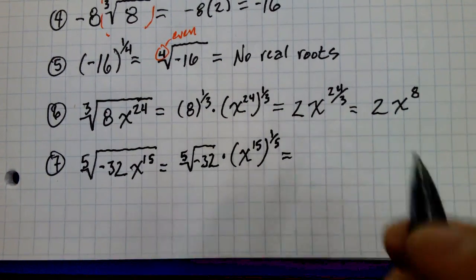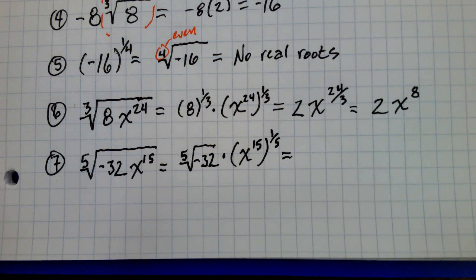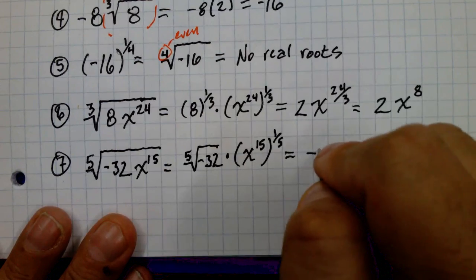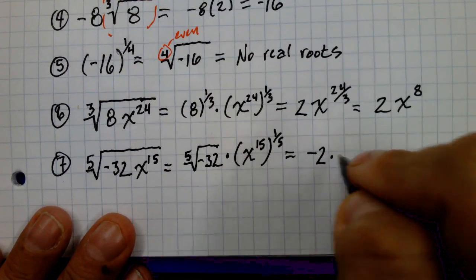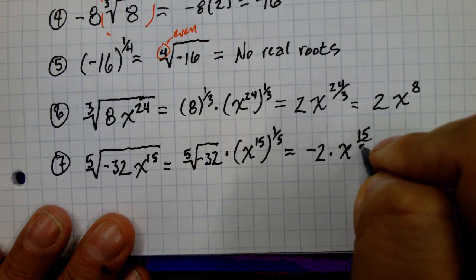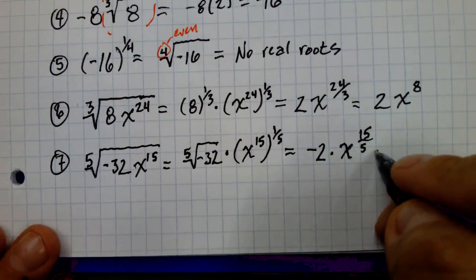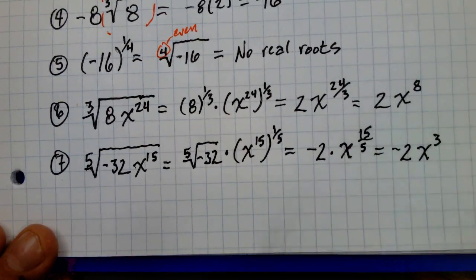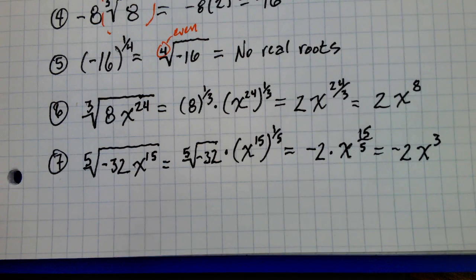So now let's see. We're looking for a number that multiplied 5 times gives you negative 32. Negative 2, yeah. The 5th root of negative 32 is negative 2 times x to the 15 fifths, or 3. So this is negative 2 x cubed. You just simplify 15 fifths to 3. Okay.